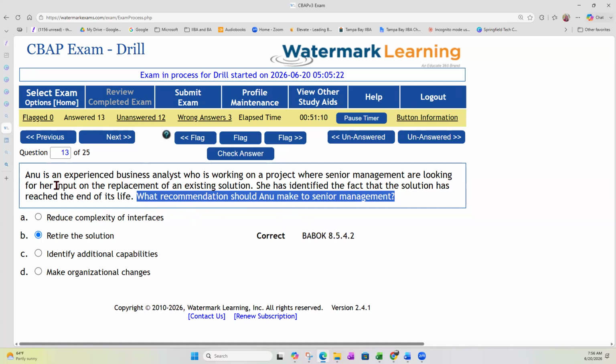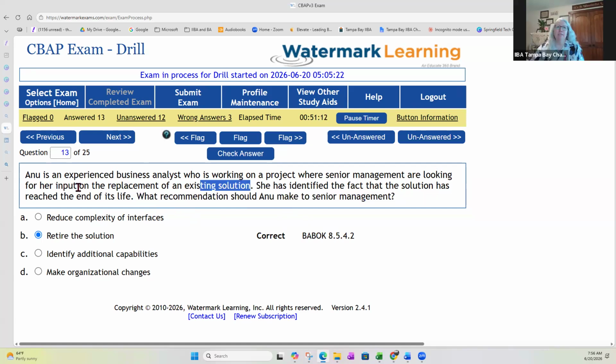Okay. It says they're looking for input as a replacement of an existing solution. It seems to me that she should say retire the solution and look for something else, but I don't like this answer either.